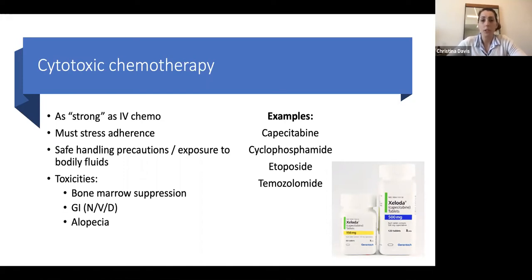Safe handling precautions and exposure to bodily fluids, we will talk about later on in the safe handling precautions section. But with cytotoxic chemotherapy, we know that there are many extra precautions that the patient needs to take, the patient and their household needs to take, etc. And toxicities of cytotoxic chemotherapy, we know bone marrow suppression, often GI related, hair loss. So those are just a few. And then I just listed some examples of oral cancer cytotoxic chemotherapies that you might see. So capecitabine, cyclophosphamide, temozolomide, etoposide, etc.